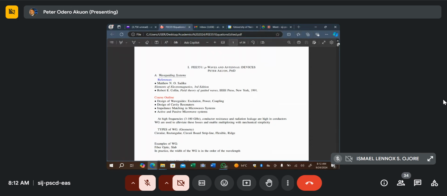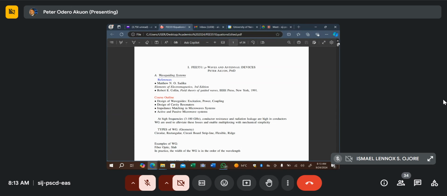Some of the references that you can use: Sadiku is a very good book to use, especially if you want to look for examples and very simple explanations, Elements of Electromagnetics, and many other books that have microwave devices.